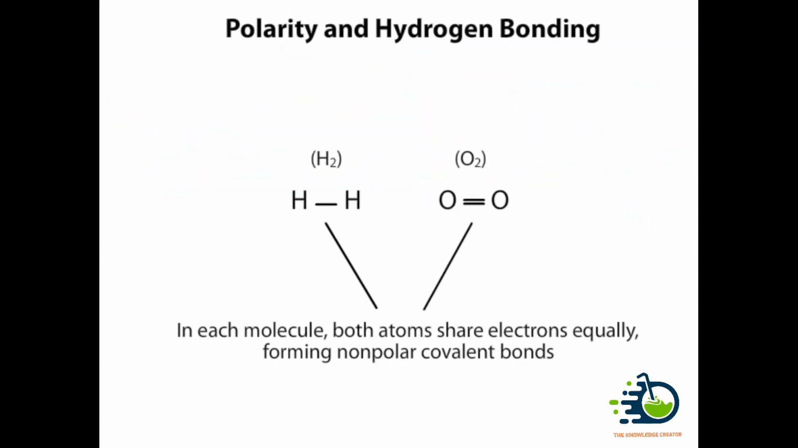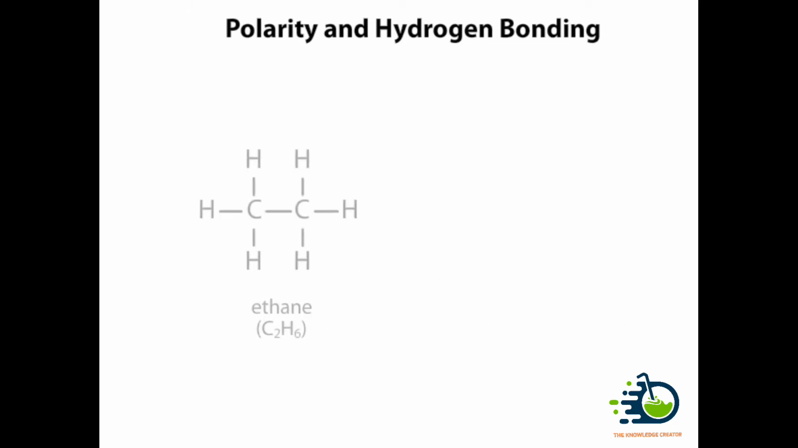In a covalent bond, two atoms may share electrons equally or unequally. In cases in which both atoms are of the same element, such as in molecular hydrogen or molecular oxygen, the electrons are shared equally by each atom. Sharing may be unequal between atoms of different elements, such as in the carbon and hydrogen atoms of ethane or the hydrogen and oxygen atoms of ethanol.